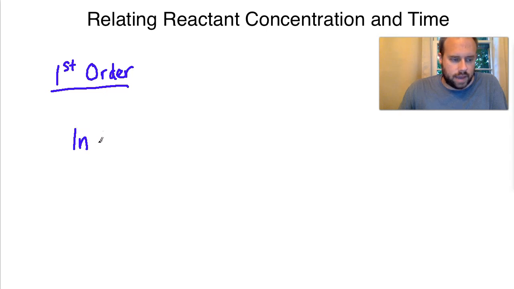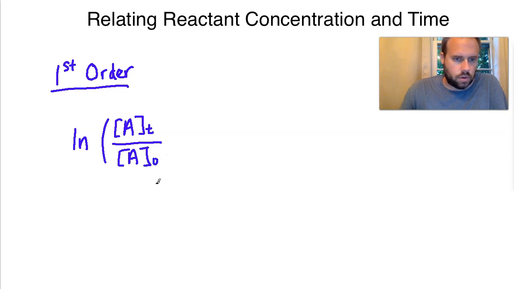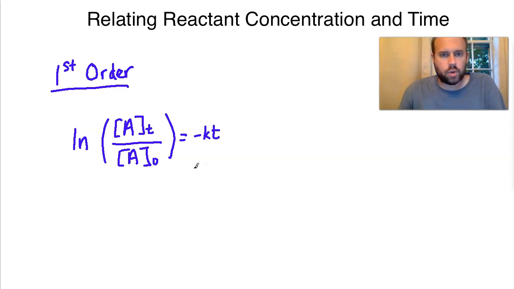So if we take the ln of the concentration for A, where A is just some reactant, at time t, over the concentration of A at some initial time, which we'll call time 0 or time naught, that is going to be equal to the negative constant times time. So that constant, the little k, remember, is the rate constant when we use rate laws.